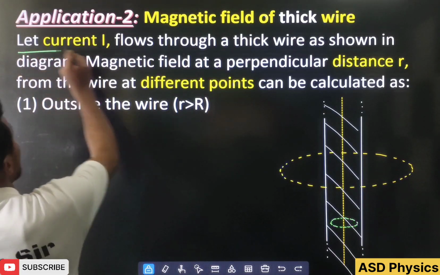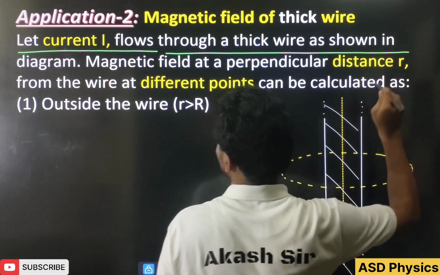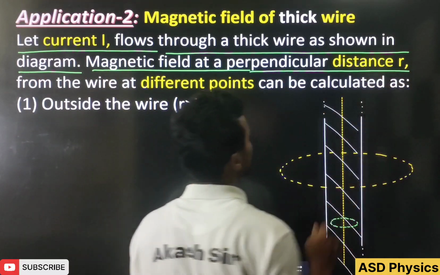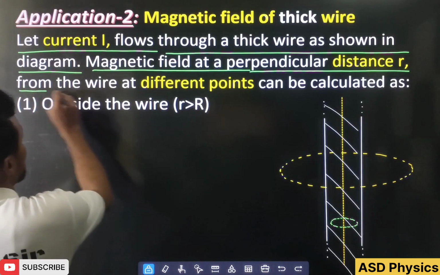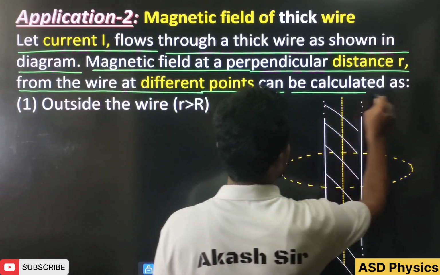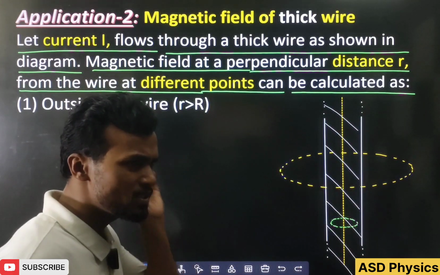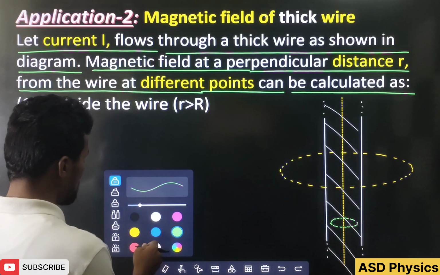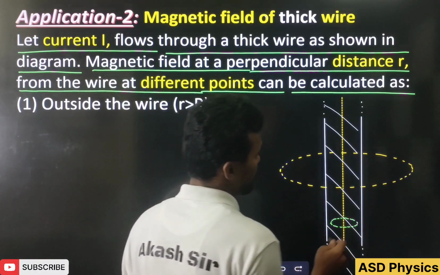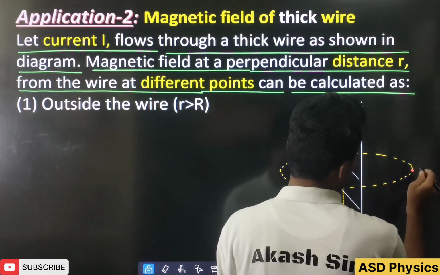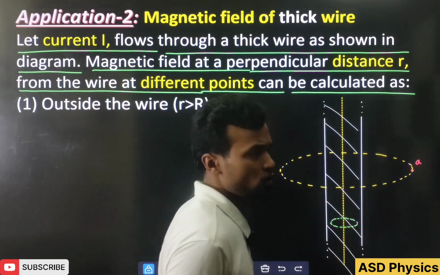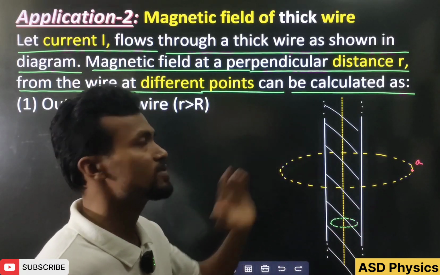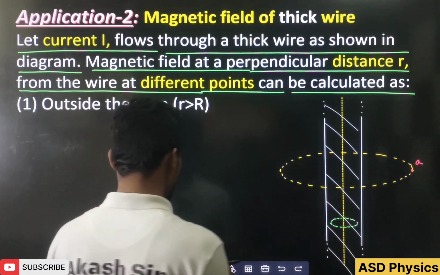So see, let current I flow through a thick wire as shown in the diagram. The magnetic field at a perpendicular distance small r from the wire at different points can be calculated. Different points means outside, surface, inside, and all these things. Okay. So let's take one point here, and I have given it the name small a. Why am I not using capital A, B, C? Because capital B will coincide with the magnetic field denotation. So this a I have taken.